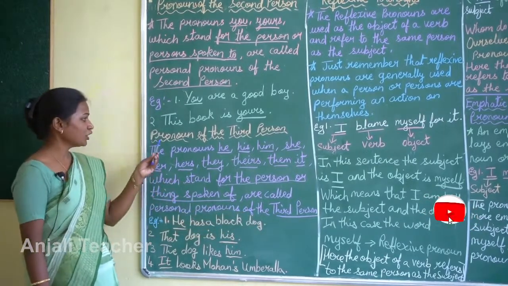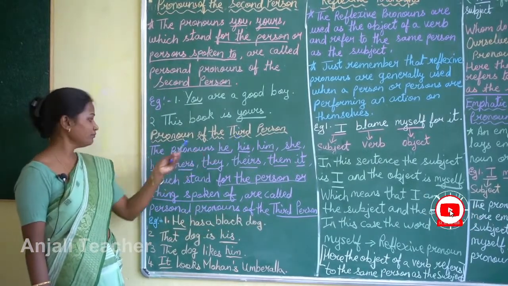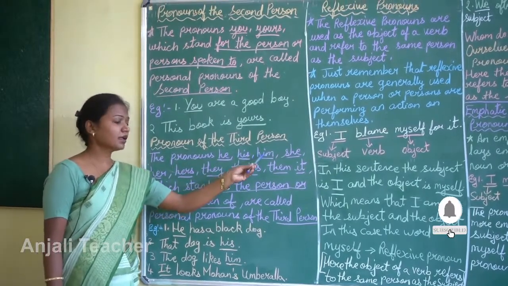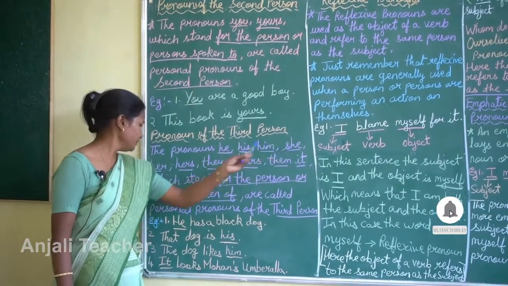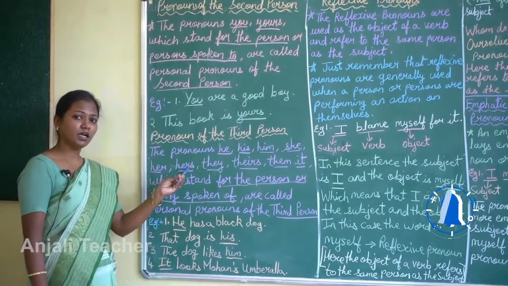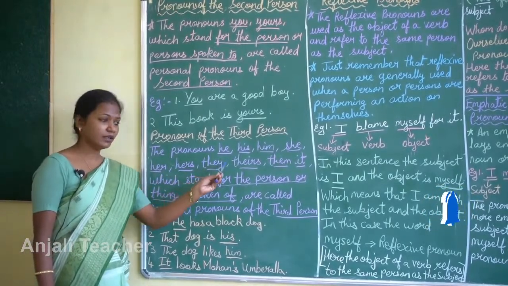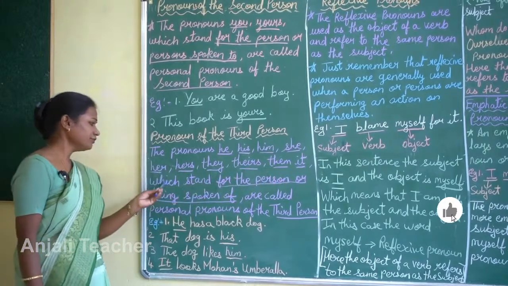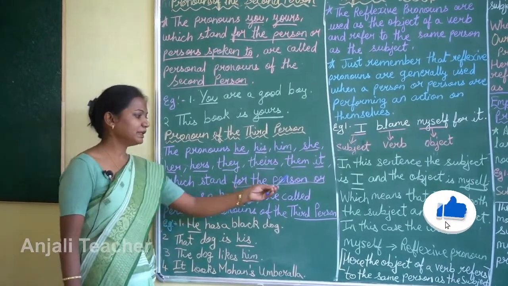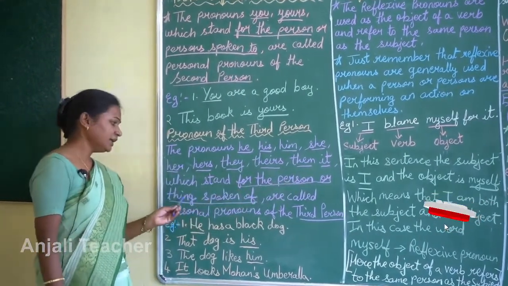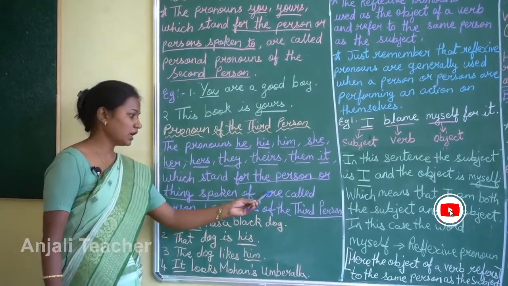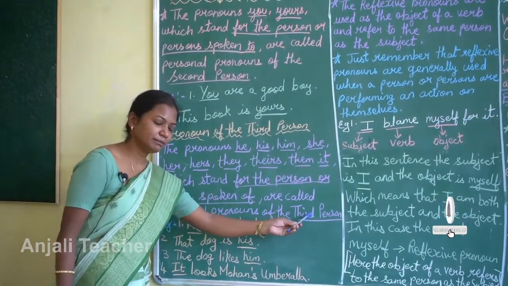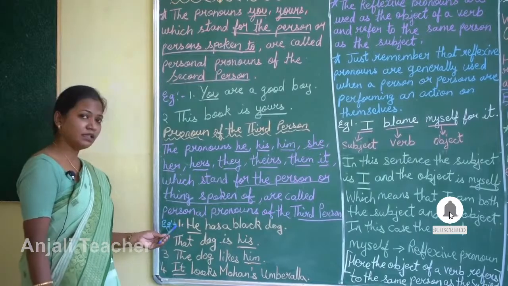Once again, pronoun of the third person. The pronouns he, his, him, she, her, hers, they, theirs, them, it, which stand for the person or thing spoken of, are called personal pronouns of the third person. Now see the example.